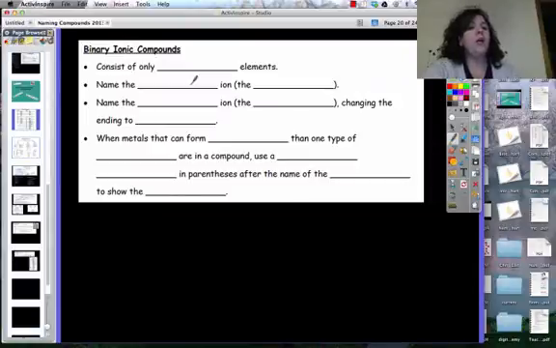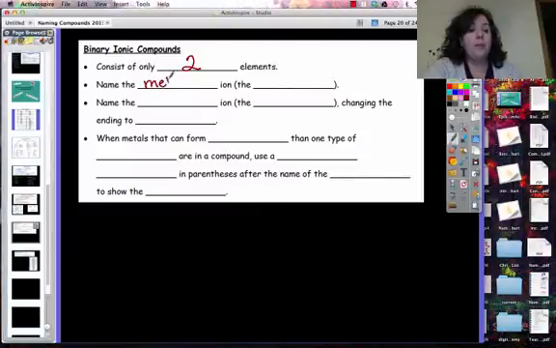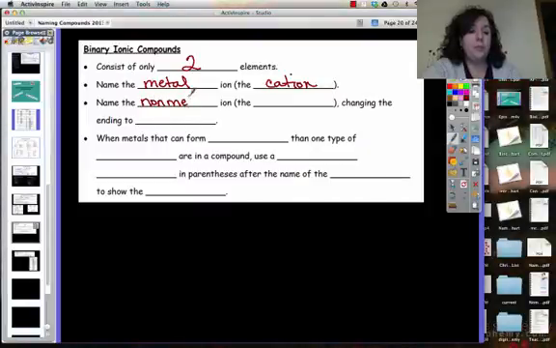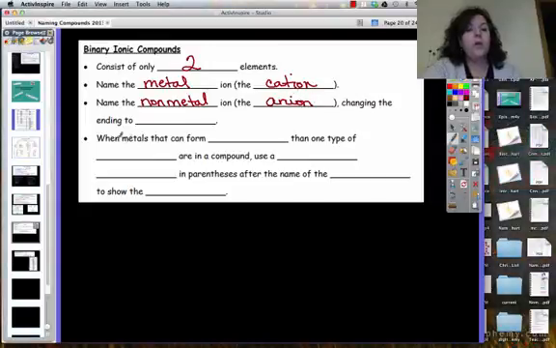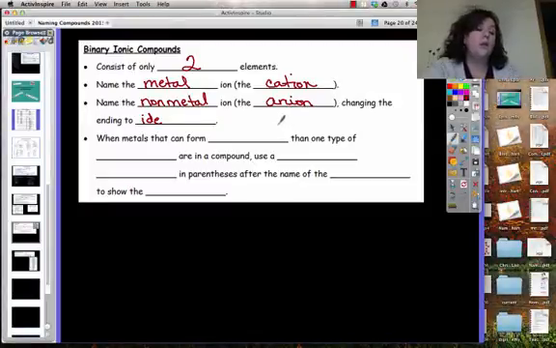First of all, binary consists of only 2 elements. You name the metal ion, which is the cation, and then you name the nonmetal, which is the anion. And we do the same thing that we did in the covalent compound. We change the ending of the last one to IDE. So fluoride, nitride, oxide, hydride, that kind of thing.